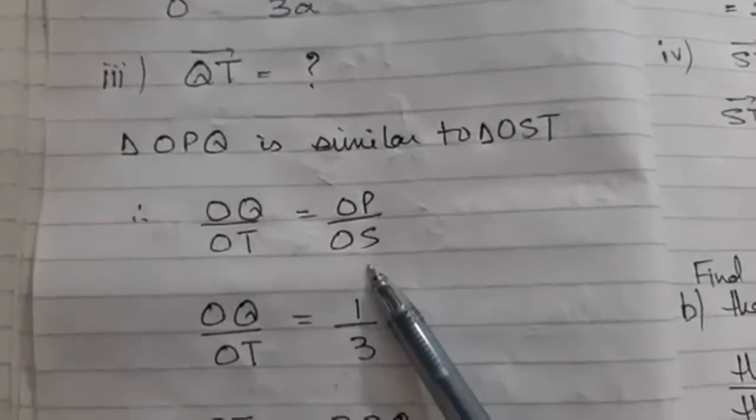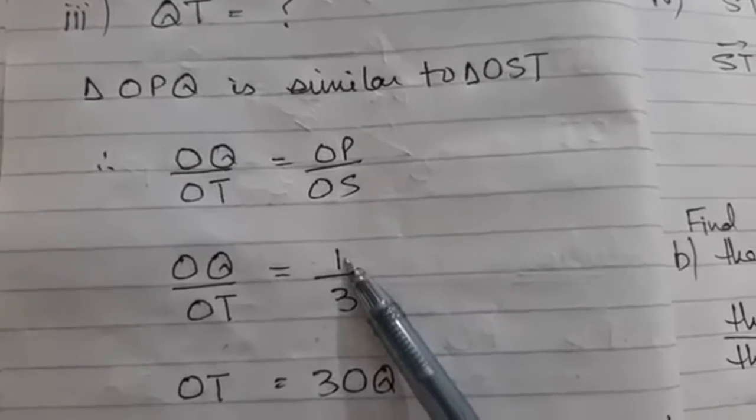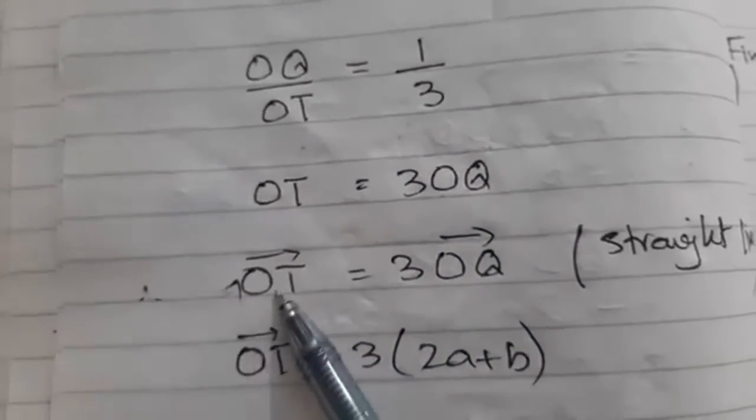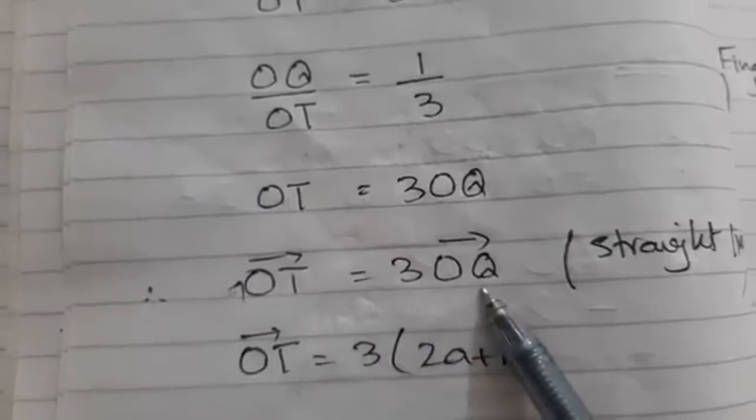This is what I'm writing here. OP was 1 and OS was 3, right? So you see, I'm not writing vector right now because I'm talking about magnitude. I'm talking about size. So vector symbol is not here at the moment. So OT is equal to 3OQ. Fine. Now after that I'm using vector symbol. That vector OT is equal to 3 times vector OQ.